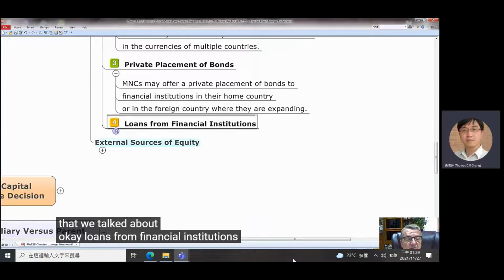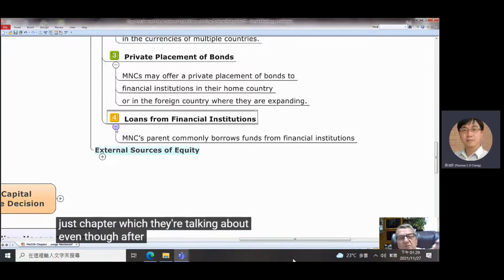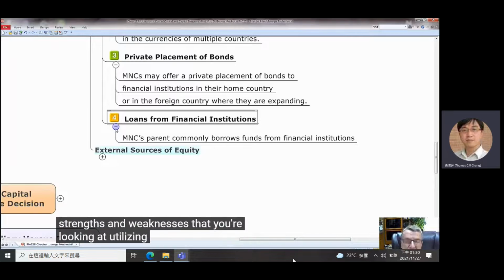Okay, loans from financial institutions. I just leave it at that so right now you memorize and remember what this chapter is talking about. Even though after a while it's all going to click in, you're going to see how everything you've learned, and even in the other class, when you look at SWOT analysis, is most likely what we're doing here. When do you hedge, when do you buy certain contracts, is the discount. Those are all strengths and weaknesses that you're looking at, utilizing that technique when you're doing investments.